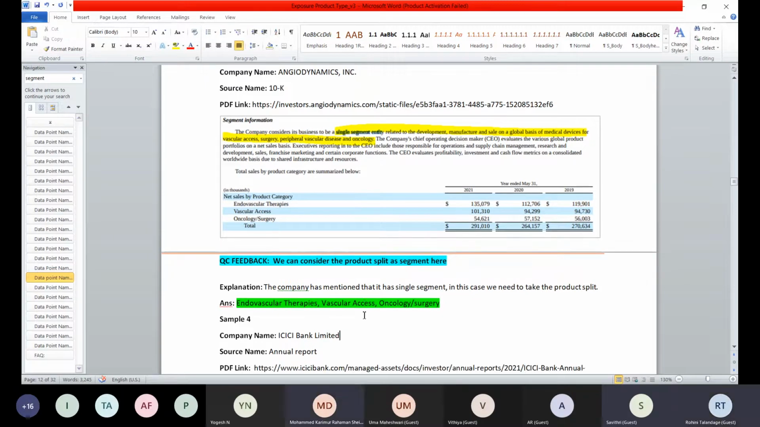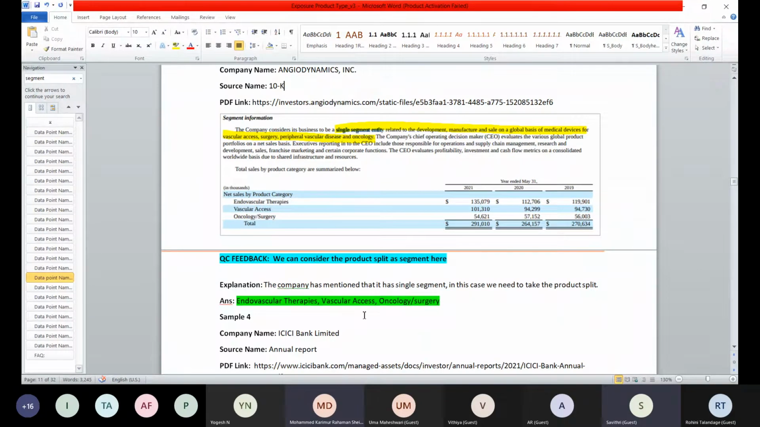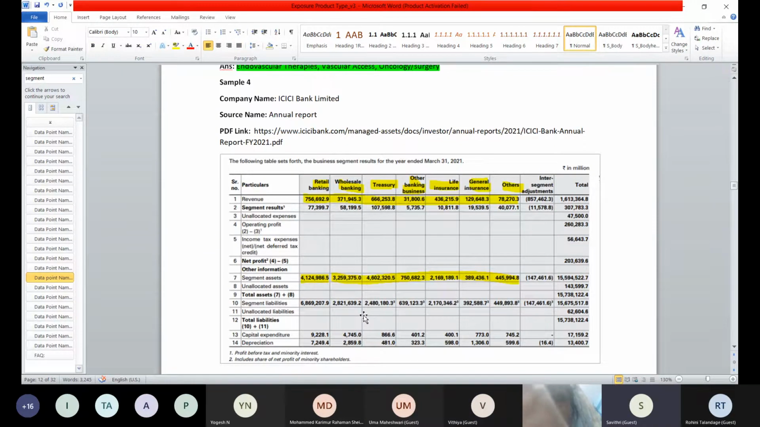Rohini, you understood the business segment name data point, right? Or do you still have any doubts? No, sir. Okay. So can anyone tell me when we can take the product category breakdown detail? When can we consider that?